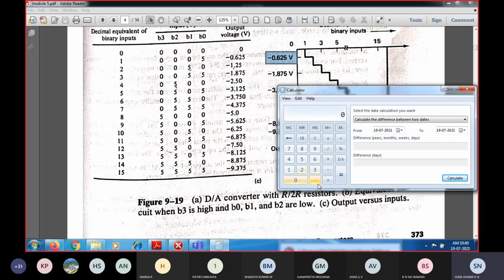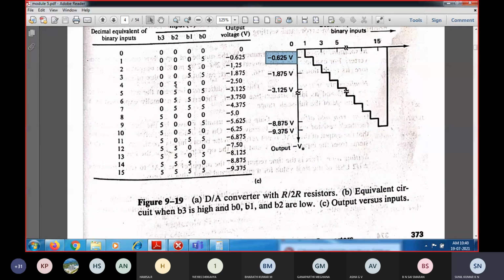So 0.625, you are going to add 0.625 every increment, so you will be getting 0.625. Then for 0011, you will be adding again 0.625 plus 0.625, you will be getting that as the third output. For the fourth output, it gets incremented for every increase in the input, so you will be getting 0.625 as the step size.